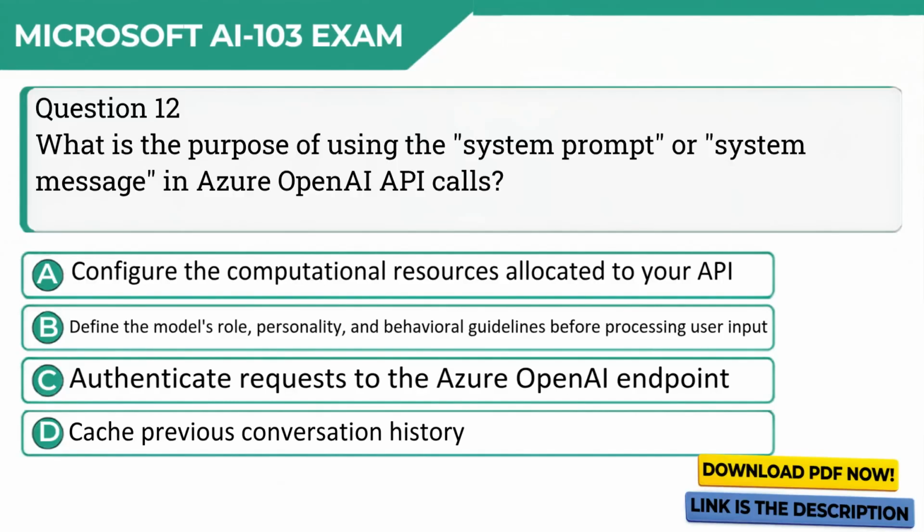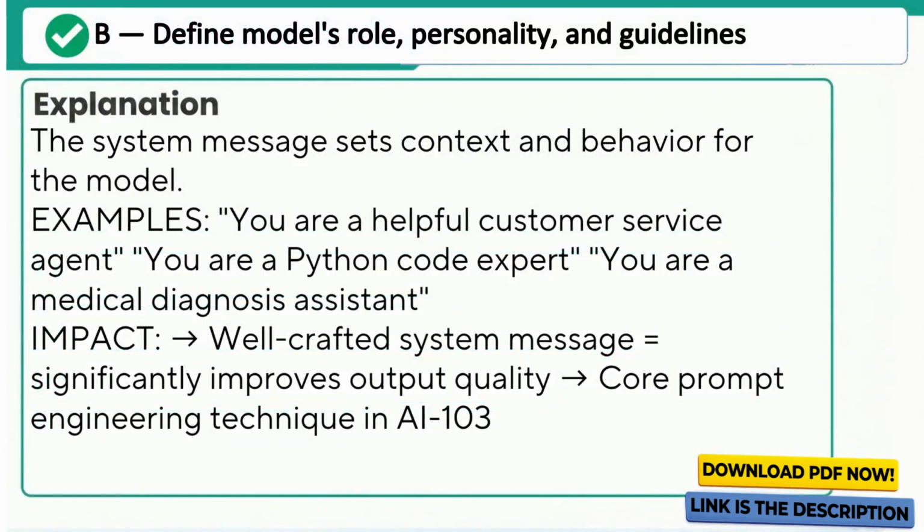Question 12. What is the purpose of using the system prompt or system message in Azure OpenAI API calls? A. Configure the computational resources allocated to your API call. B. Define the model's role, personality, and behavioral guidelines before processing user input. C. Authenticate requests to the Azure OpenAI endpoint. D. Cache previous conversation history. Correct answer, B. Define the model's role, personality, and guidelines.